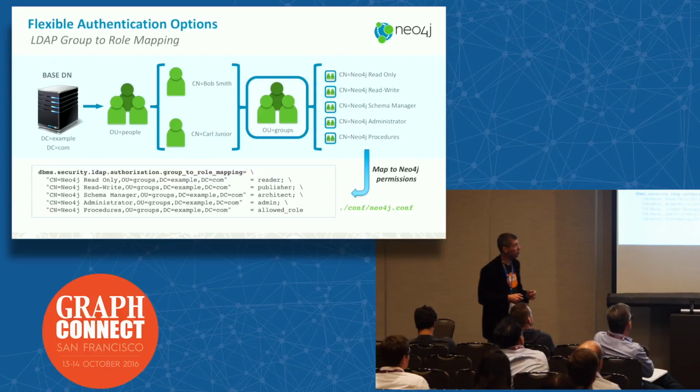What you need to do is map these groups to Neo4j permissions. So here we have a single line, dbms.security.ldap.authorization.group_to_role_mapping, and you map Neo4j read-only to reader. You map schema manager to architect. You map Neo4j administrator to admin, okay?